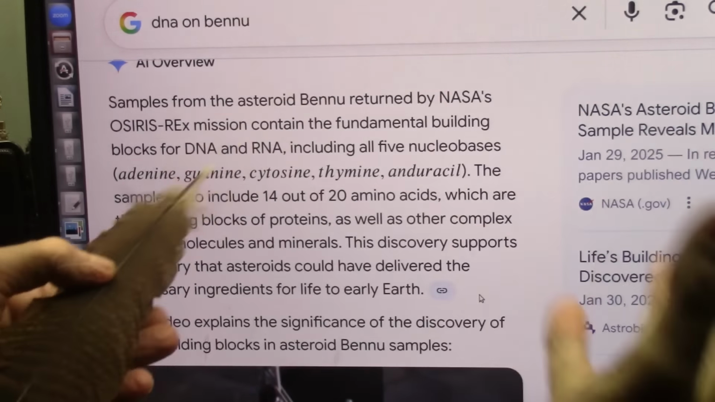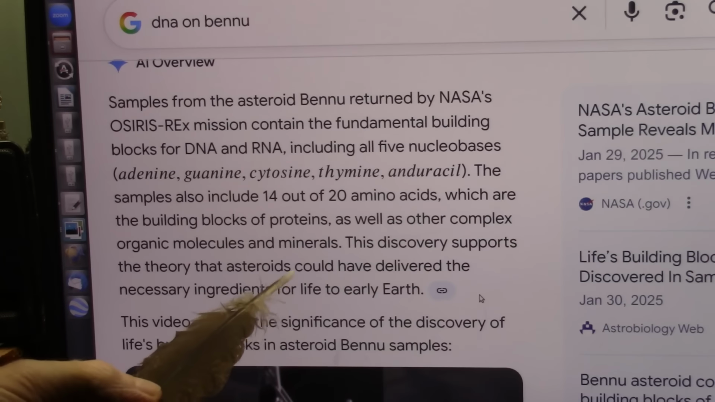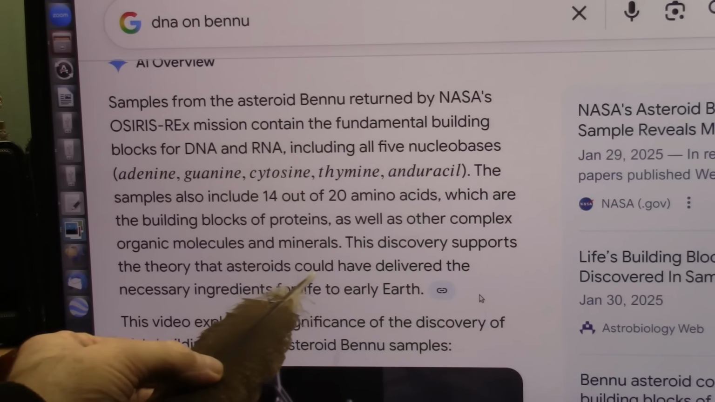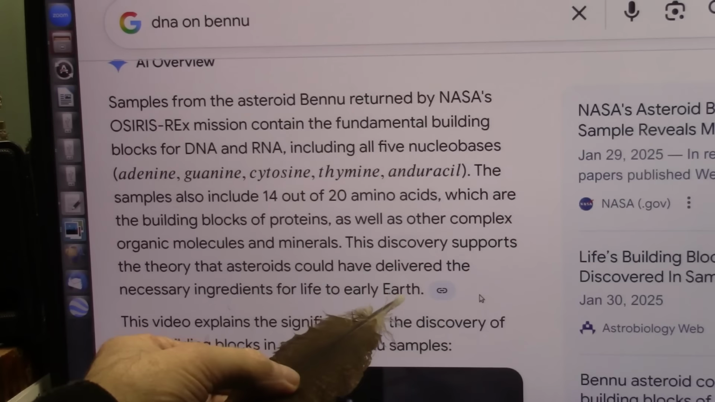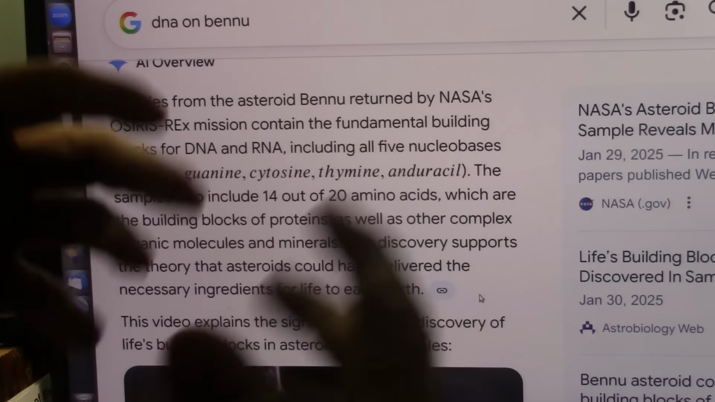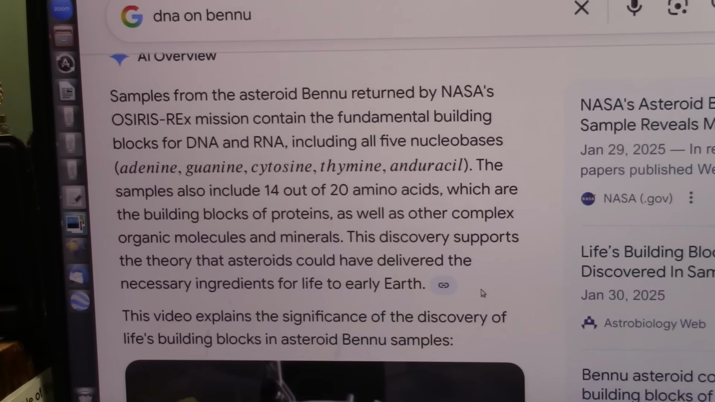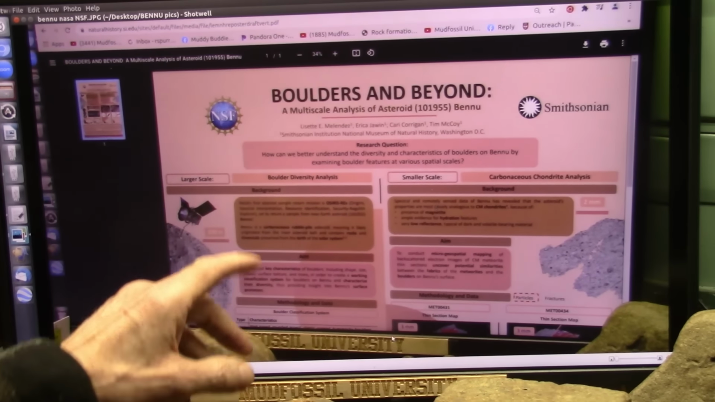They just didn't just accidentally bump into each other. These things are from a creature that was alive. The discovery supports the theory asteroids could have delivered necessary ingredients for life to early Earth. No, they didn't deliver it. They're body parts that are in space. It's not hard to understand. Like I said, the evidence is overwhelming.